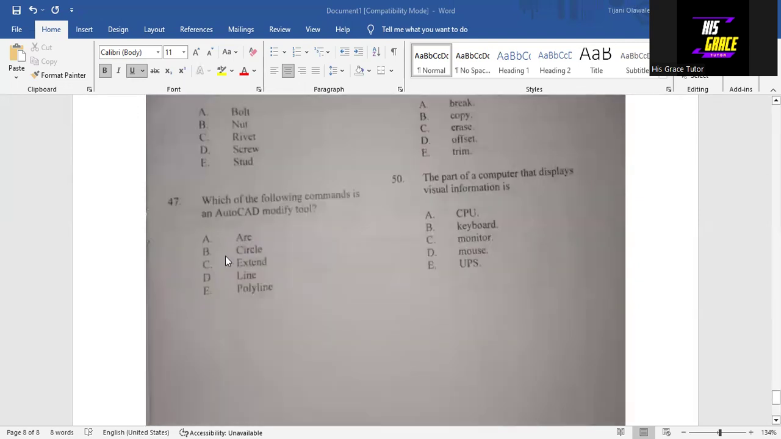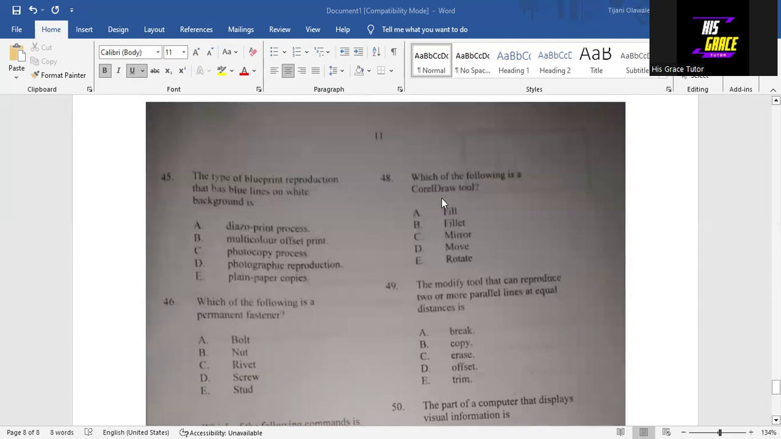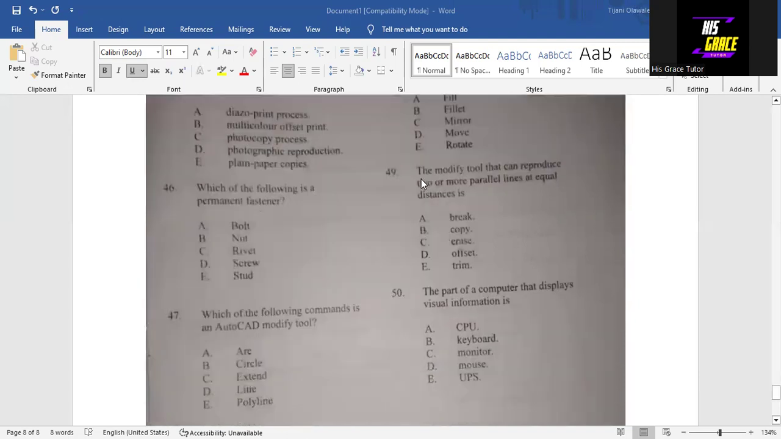Rivet is the answer. Then question 47, which of the following commands is an AutoCAD modified tool? The answer is extend. So extend is an AutoCAD modified tool. So that is option C is the answer to that question. Then question 48, which of the following is a correct draw tool? So the answer is fill. Option A is the answer to that question. Then question 49, the modified tool that can reproduce two or more parallel lines at equal distance is an offset. That is option D is the answer to that question.